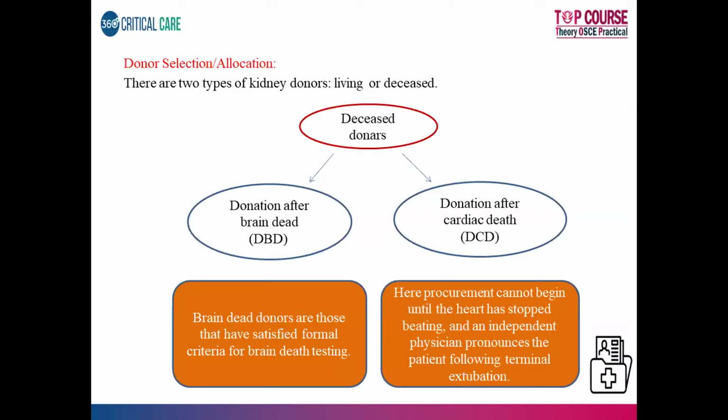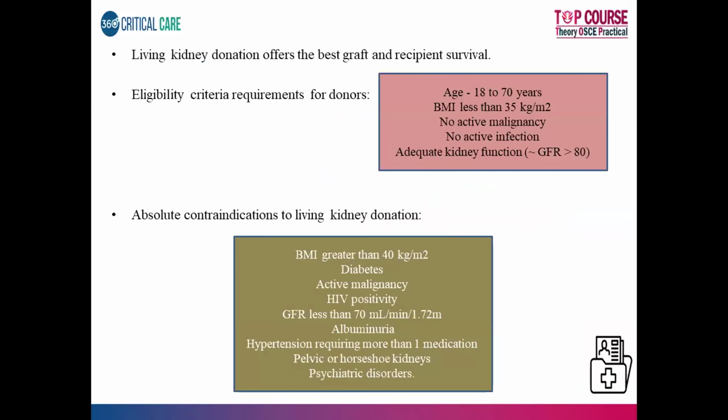So what is DBD? Donation after brain death. These are the donors who have satisfied the formal criteria for brain death testing. Okay, there are a lot of criteria, right? If they have satisfied this, then these patients are known as donation after brain death. And what is donation after cardiac death? So here the procurement of the organs cannot begin until the heart has stopped beating. So after the heart has stopped beating, when you take these donors, this is known as donation after cardiac death. Now coming to the living donors.